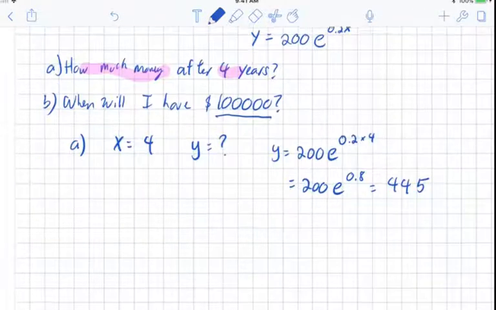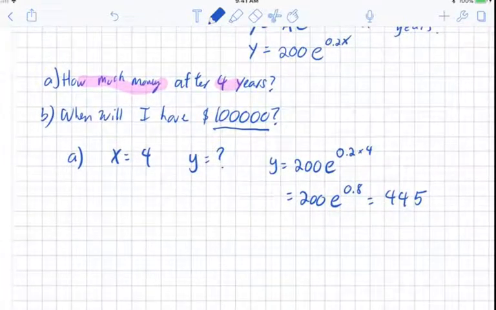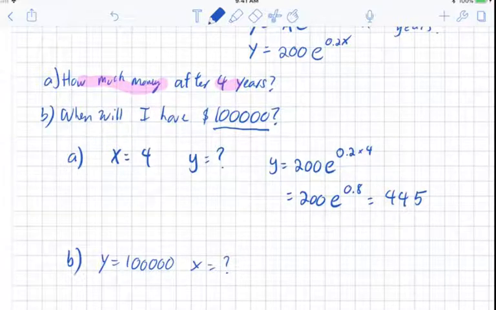Well, what kind of information am I giving you? What kind of information am I asking for? I'm giving you information about Y, and I'm asking you information about X, time. When? That's a time question. When? It's a time question, okay?